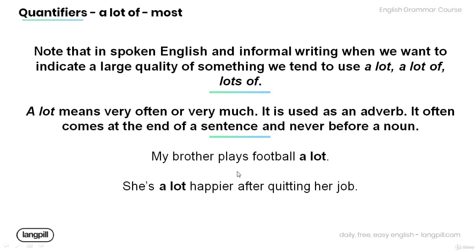My brother plays football a lot, meaning very often, and note that it comes at the end of the sentence. And in this sentence, she's a lot happier after quitting her job. Note that a lot in the sentence comes after a noun, and it tells us how happy she felt after quitting her job.